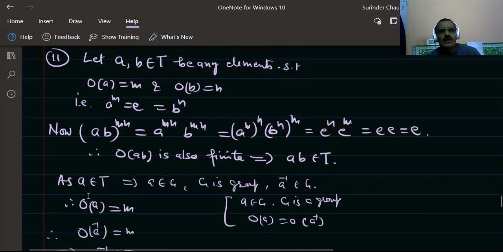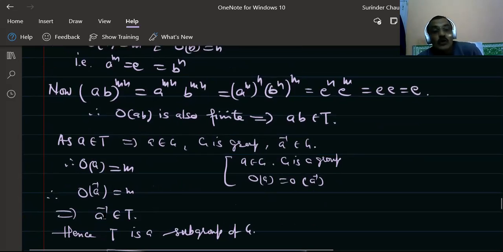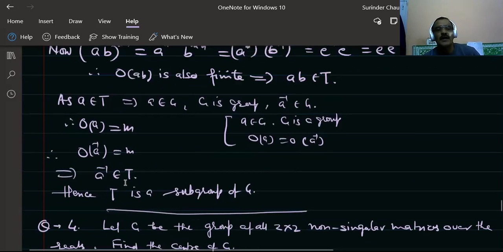As A belongs to T implies T is a subset of G, A also belongs to G, a group, so the inverse also belongs to G. As we know that the order of A is M and G is a group, in a group the order of an element and its inverse is the same. Therefore the order of the inverse is also equal to M. So the inverse is also of finite order. If it is of finite order, A inverse belongs to G is also of finite order. This implies A inverse also belongs to T. So T is a subgroup, therefore by the lemma.